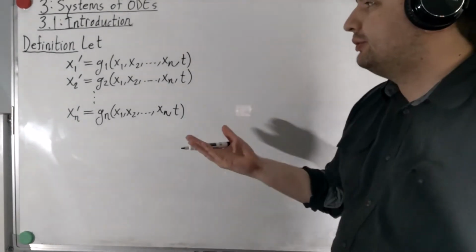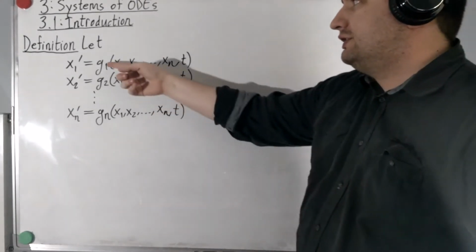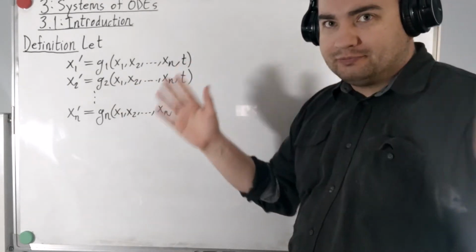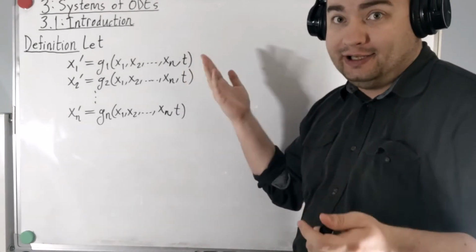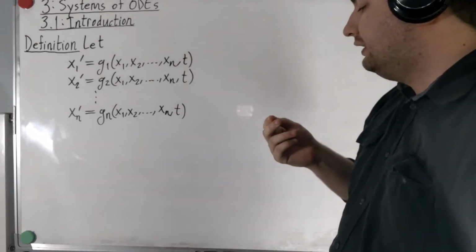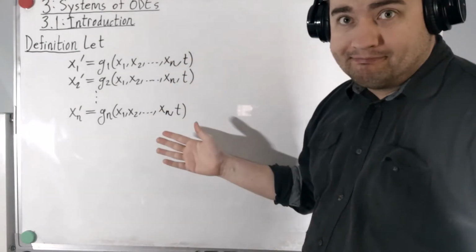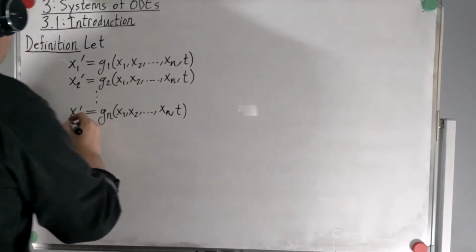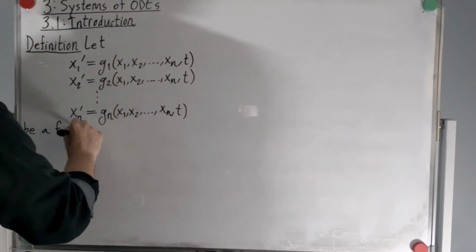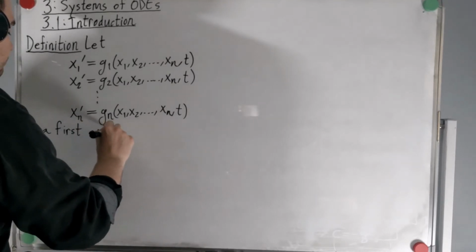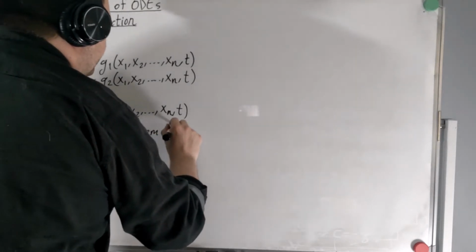The reason why it's called a system is because it's a system of ODEs, right? These g1 through gn are all just functions of the variables x1 through xn and t. It's a system of ODEs, and in particular, all of them are first order. Okay, so let this be a first order system of ODEs.